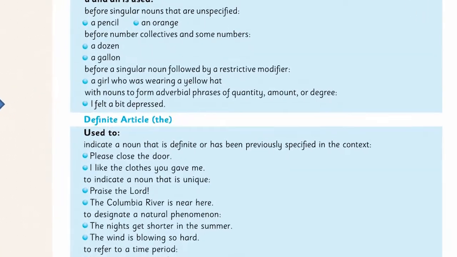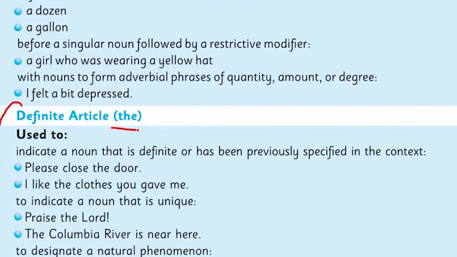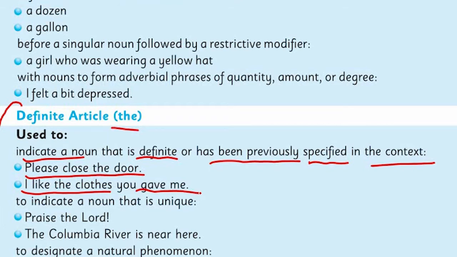Now let's move to the definite articles. The definite article the indicates a noun that is definite or has been previously specified in the context. Please close the door. I like the clothes you gave me. Like the clothes mentioned here are known to the speaker and the listener.